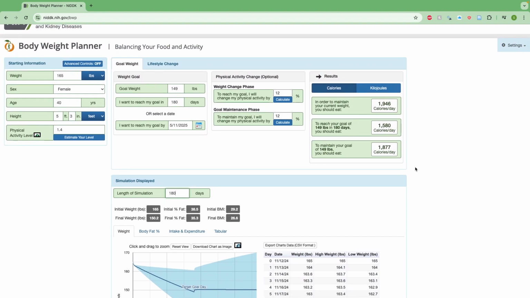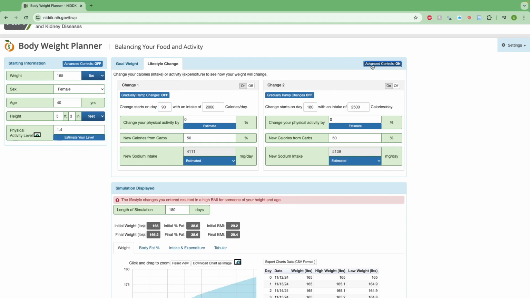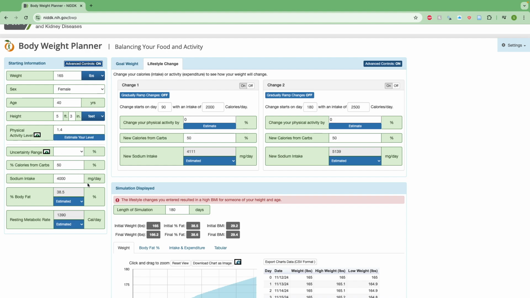So overall, a really cool tool. There's also other things that we can change here, such as lifestyle changes. Maybe you want to give the patient a break. Maybe you want them to increase their weight from here to there. Whatever the patient wants, whatever you want, as you discuss with the patient. So many different things that you can change here: sodium intake, carbs, body fat percentage, so many different tools. So really a very powerful tool that I think more physicians should start using when they're counseling patients on weight loss.